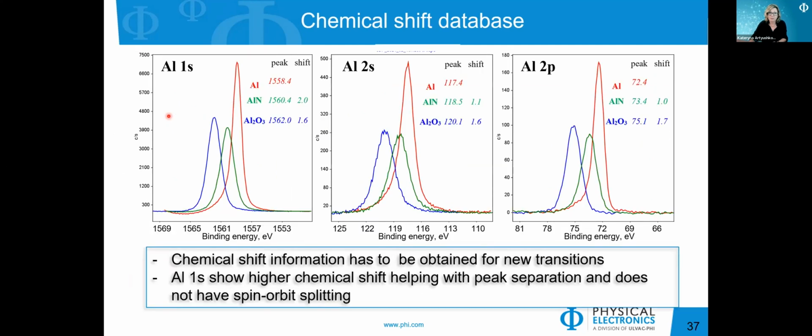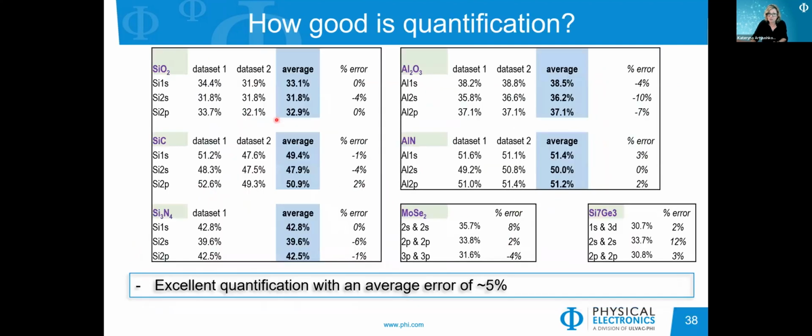And then there is another example for aluminum. So we have aluminum 1s that is now accessible, and we are providing the shift, and you can see that it's 2 eV for nitride and 1.6 eV for oxide. So we are putting that together, and there has been a special issue of Surface Science that I will show on the next slide.